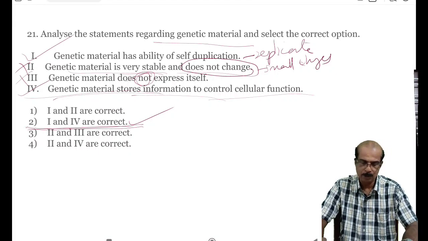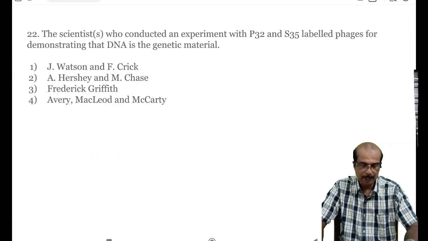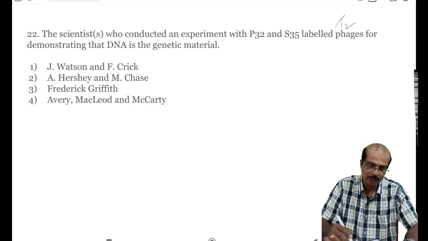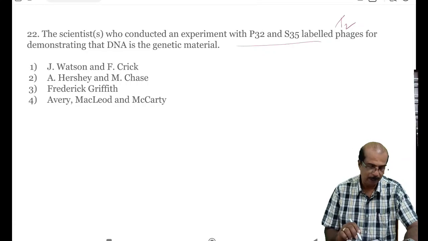Moving to the next question, the 22nd question. The scientist or scientists who conducted an experiment with P32 and S35 labeled phages for demonstrating that DNA is the genetic material. Here the experiment is conducted in T2 bacteriophages with radio labeled P32 and S35.